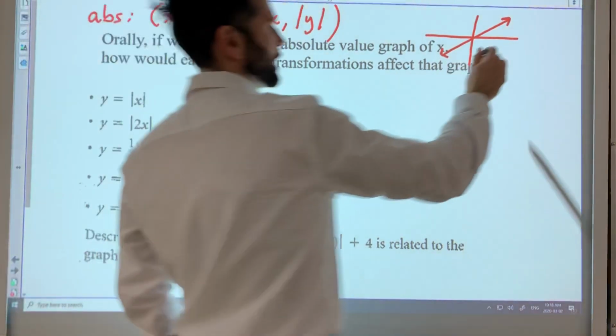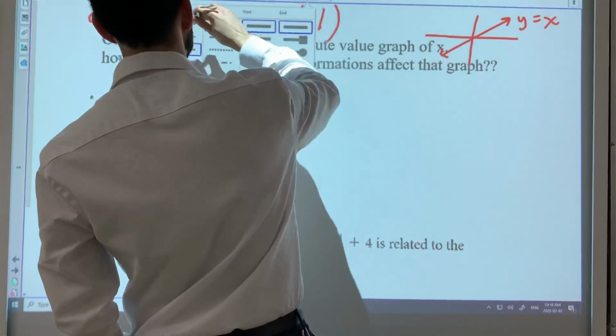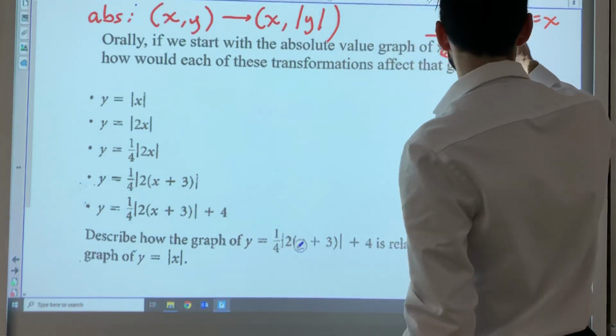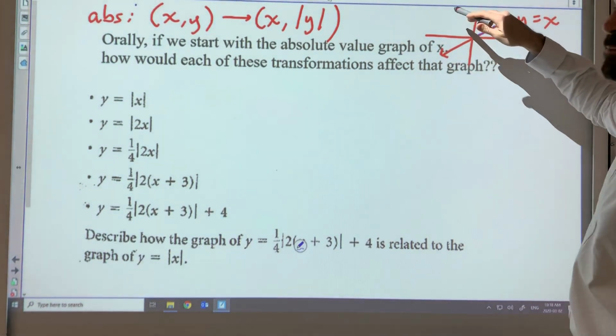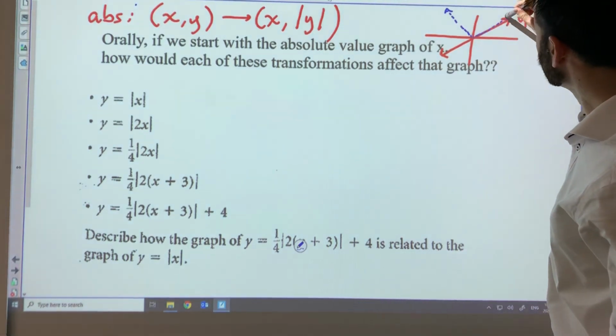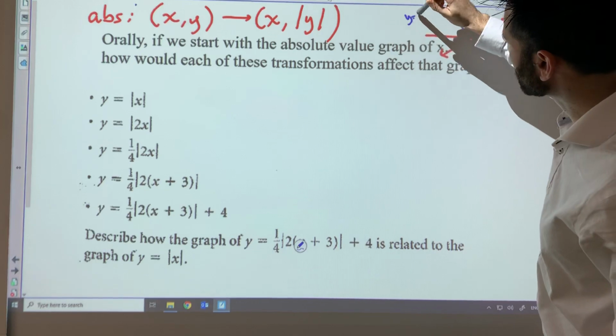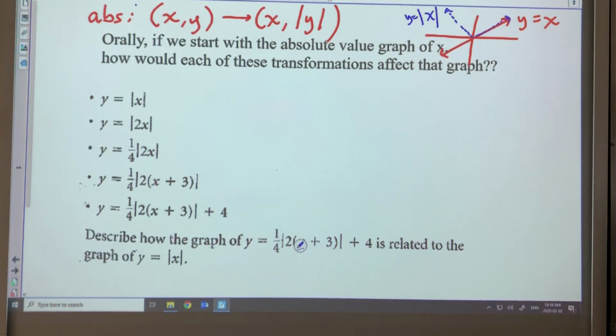So here's y equal x. And if I were to draw in a different color the absolute value of that, well, these y values are already positive. These ones are going to flip over the x-axis. So you get these V-looking graphs, and that's y equal absolute value of x. So that's the graph we're starting with. Okay?